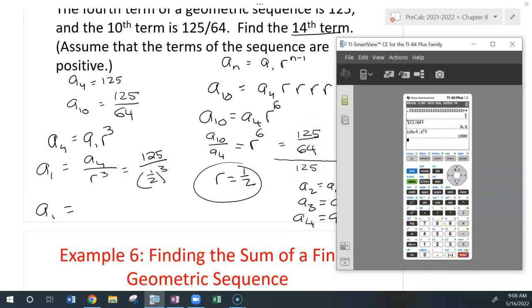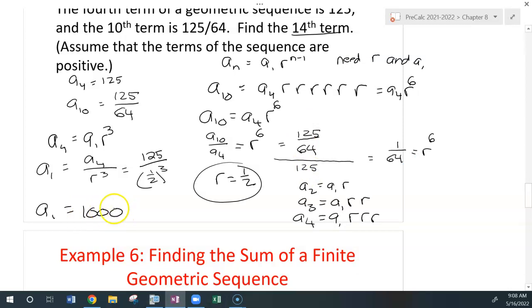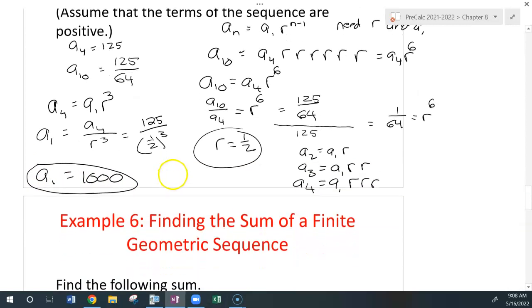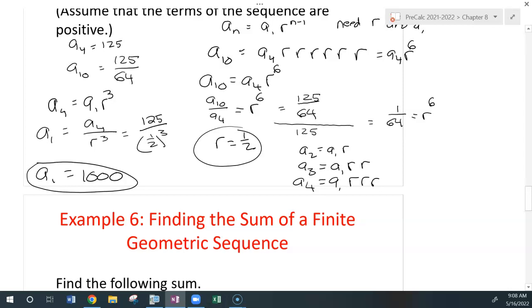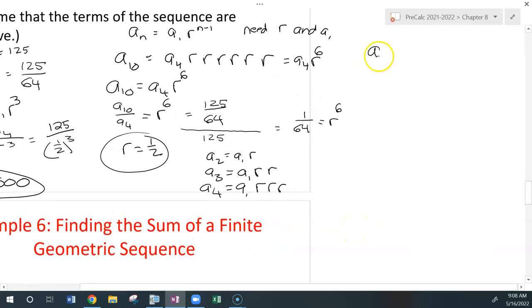And that gives me 1,000. So now I've got a sub 1, I've got r, and I'm ready to write my equation. I'm going to come over here. So a sub n is going to be 1,000 times 1/2 to the n minus 1. The last thing it asks for is the 14th term, so I'm going to plug in 14. So a sub 14 is going to be 1,000 times 1/2 to the 13.